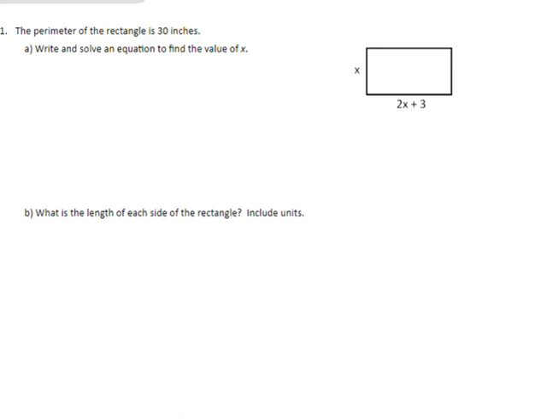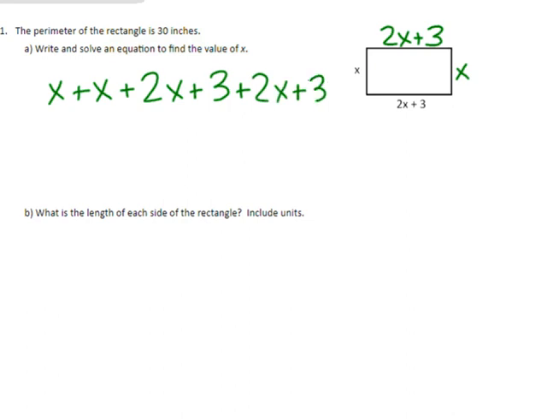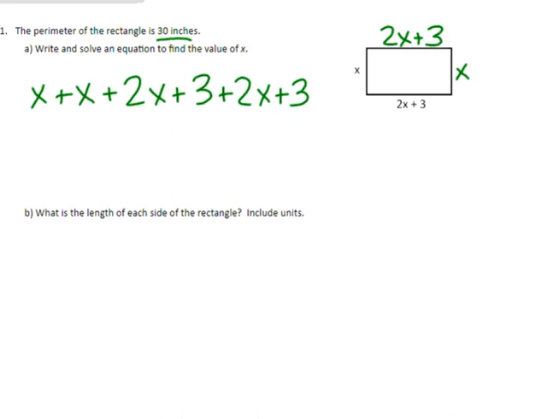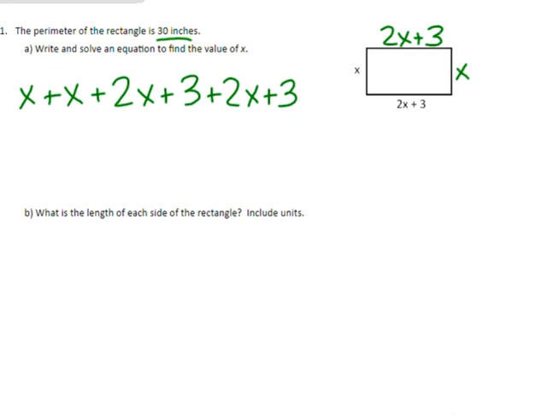If you need to, you might consider labeling all four sides. It's easy to forget that there's actually four sides, and you need to include all of those expressions. So I'm going to add up x plus x for the shorter sides, plus 2x plus 3 plus 2x plus 3, and all together that's going to equal 30 inches because that's my total perimeter.